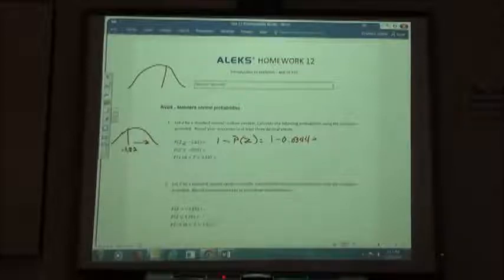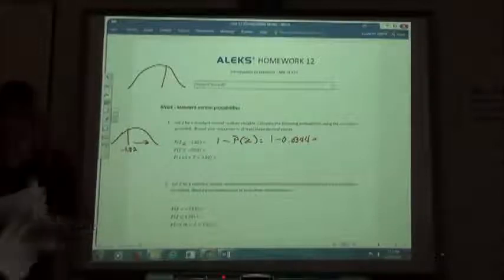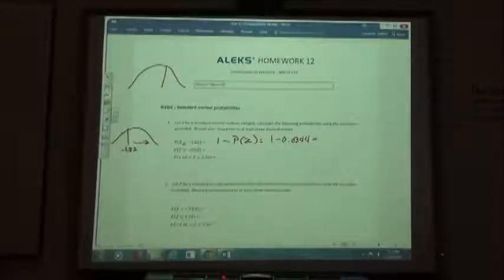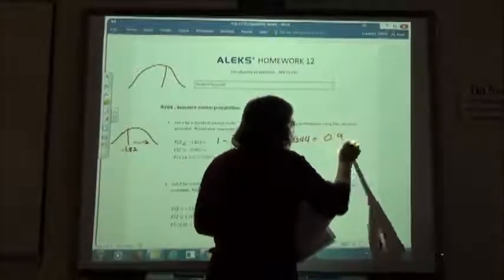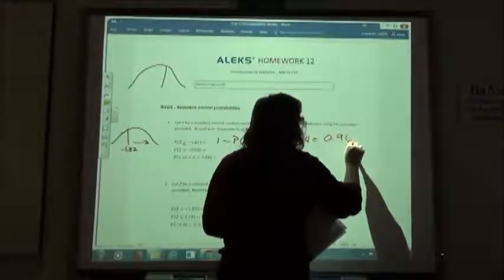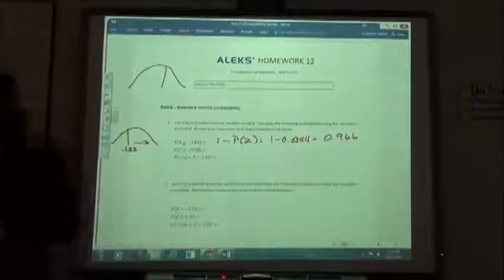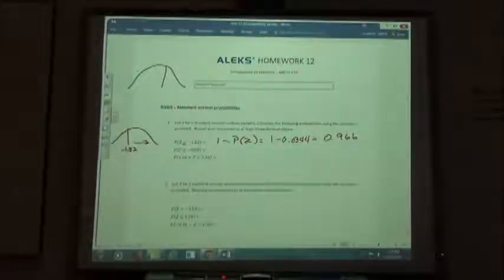We'll get to that. The P is what we looked up in the table. This number right here, I marked it for you on the table. So what am I putting in the calculator? You're just going to do the 1 minus 0.0344. And we're rounding it to 3 decimal places, so we're going to use 0.966.